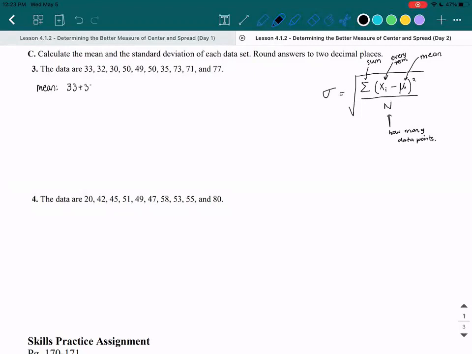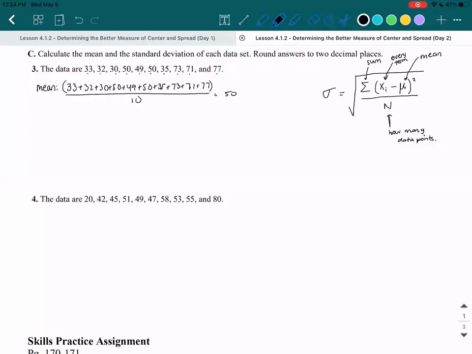So 33 plus 32 plus 30 plus 50 plus 49 plus 50 plus 35 plus 73 plus 71 plus 77. All divided by how many numbers are there? 1, 2, 3, 4, 5, 6, 7, 8, 9, 10. Okay. So once you type it all out, you should get 50. Remember to use parentheses around all of this. So that way you add it all up first before you divide it by 10. Otherwise, your calculator will give you some number that's wrong.